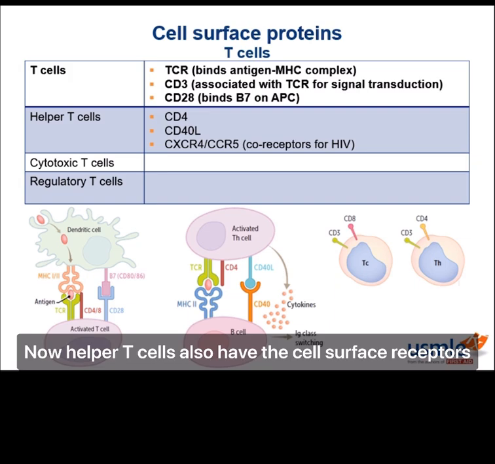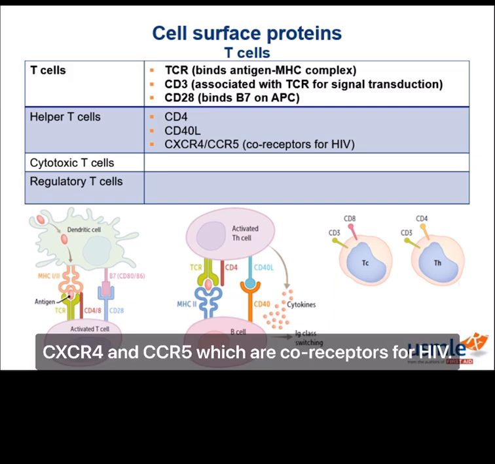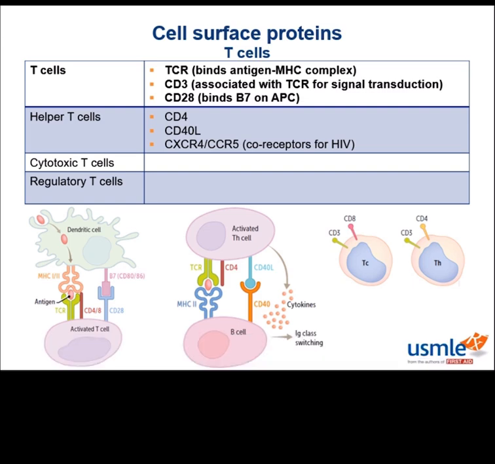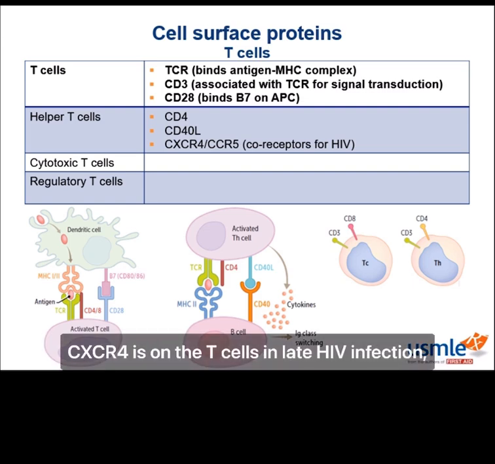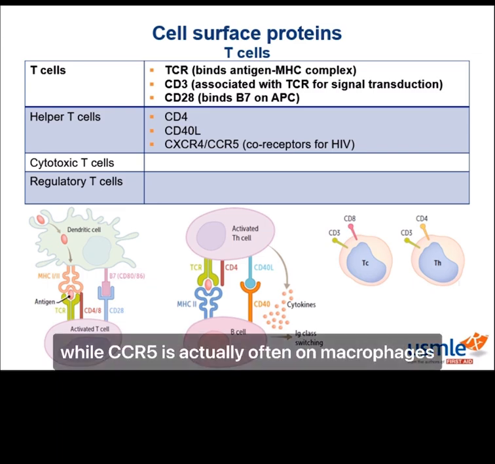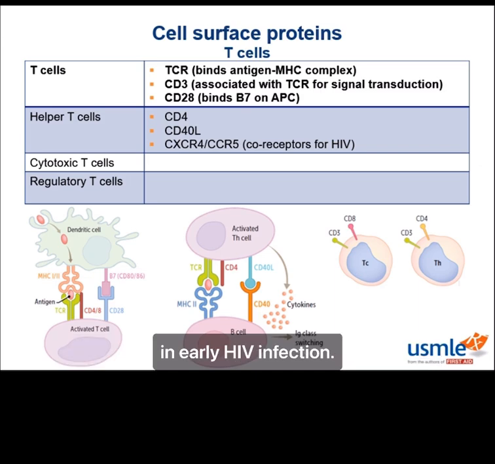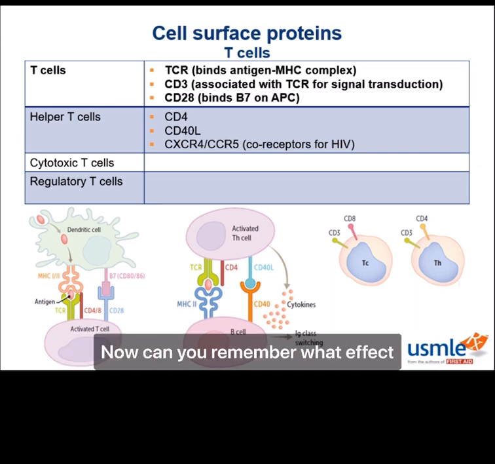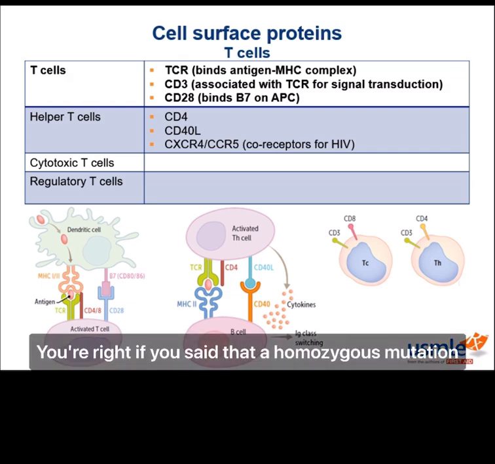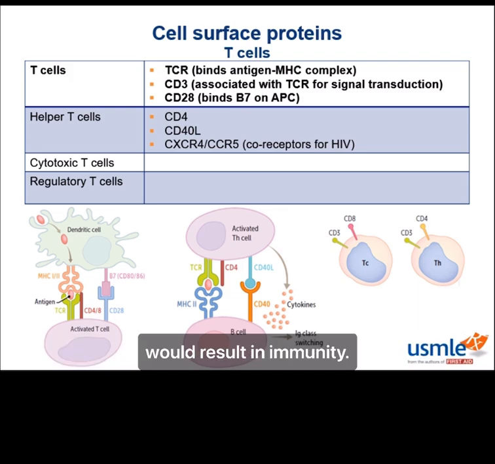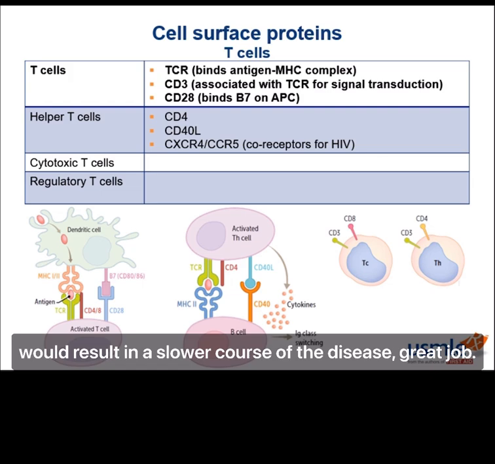Now, helper T cells also have the cell surface receptors CXCR4 and CCR5, which are co-receptors for HIV. CXCR4 is on the T cells in late HIV infection, while CCR5 is actually often on macrophages in early HIV infection. Now, can you remember what effect a mutation of CCR5 means in HIV? You're right if you said that a homozygous mutation would result in immunity, and a heterozygous mutation would result in a slower course of the disease.